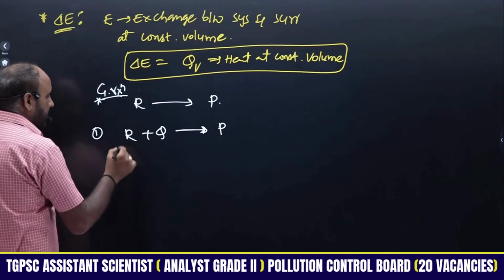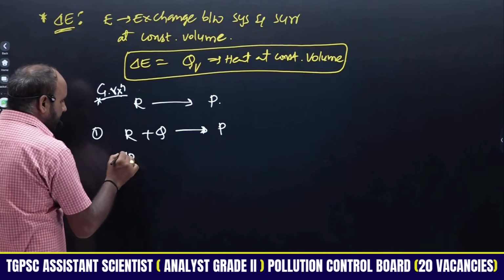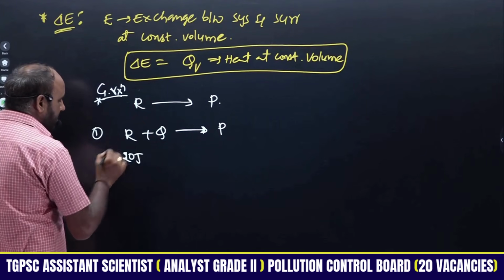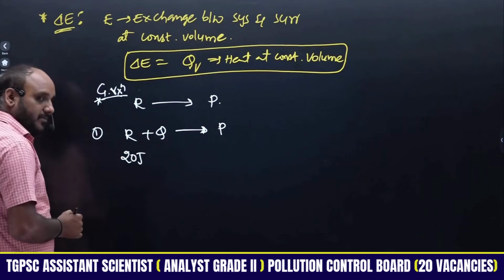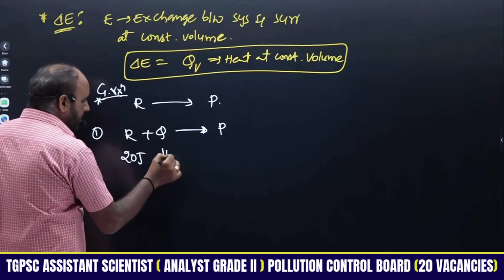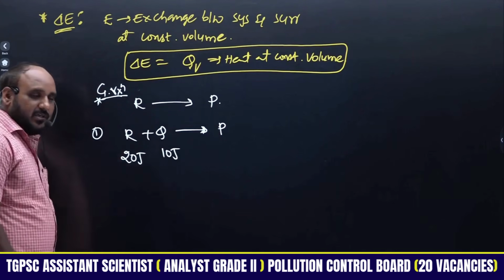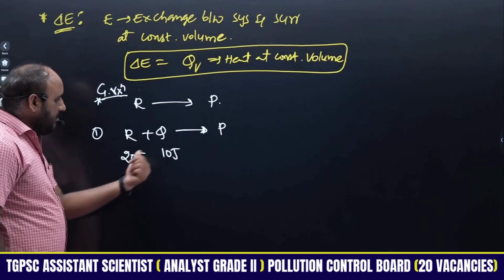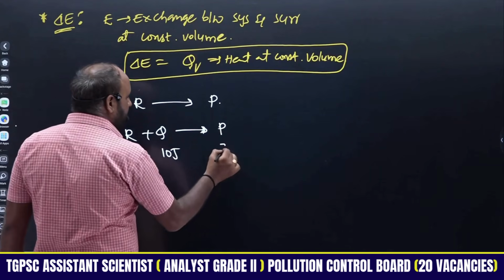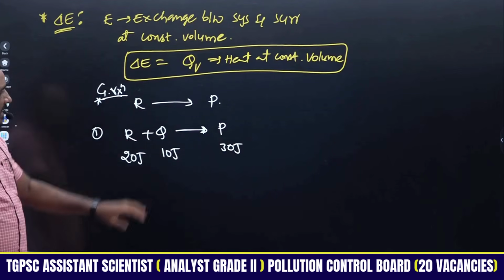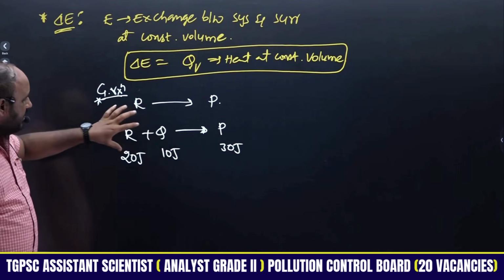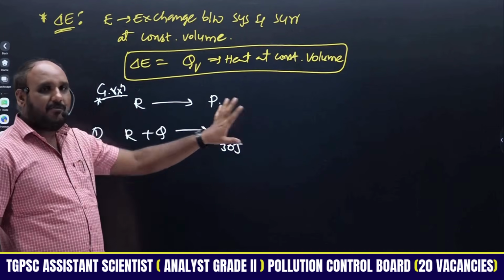రైట్, మరి రియాక్టెంట్స్ యొక్క ఎనర్జీ 20 జౌల్స్ అనుకుంటున్నా. రియాక్టెంట్ ఎనర్జీ ఎంత? 20 జౌల్స్. మరి ఎంత హీట్ ఎనర్జీ ఇస్తున్నా? 10 జౌల్స్. అప్పుడు ఈ మొత్తం 20 జౌల్స్ ప్లస్ 10 జౌల్స్ కలిపి ప్రోడక్ట్స్ యొక్క ఎనర్జీ ఎంత అవుతుంది? 30 జౌల్స్. By giving 10 joules of energy to the reactants, we can get the products, right?